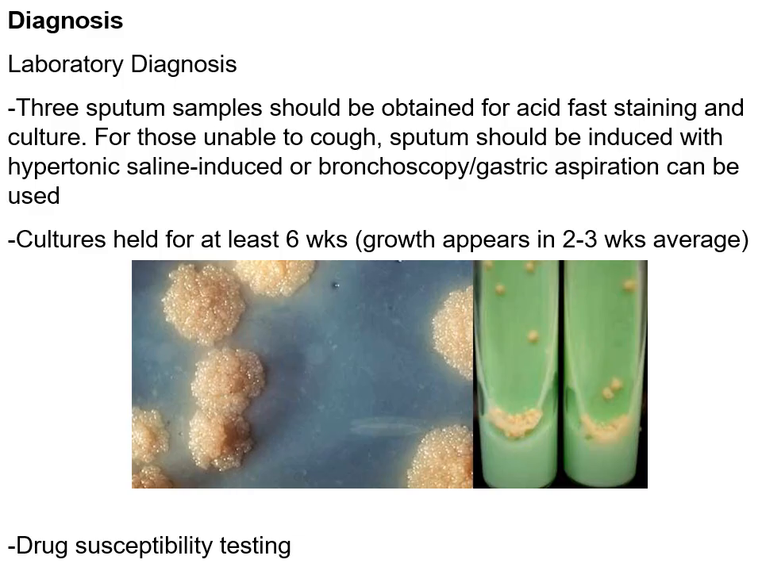As for lab diagnosis, for culture, you need 3 sputum samples. These are obtained for acid-fast staining, followed by culture. If somebody is unable to cough, you should induce sputum and then culture can be performed. The cultures should be held for at least 6 weeks. These organisms do not grow very fast. You would not expect them to appear on a culture plate the next day like with some other organisms. On the average, growth appears within 2 to 3 weeks.